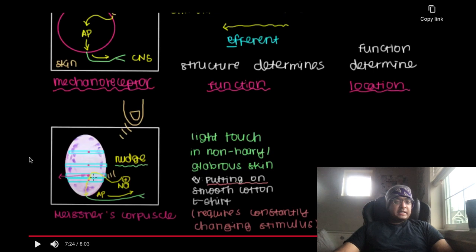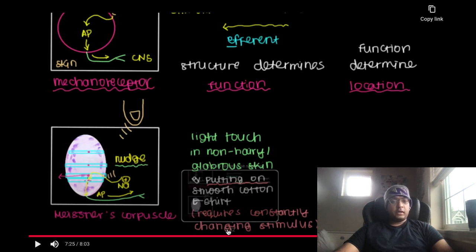So basically, what it's saying here is to think of it like a stop motion picture, right? It's not that I moved the disc and then it fell in. It's like, and then the sodium enters, right? So that's why it requires constantly changing stimuli. Think of the Meissner's corpuscle as kind of like a picture.